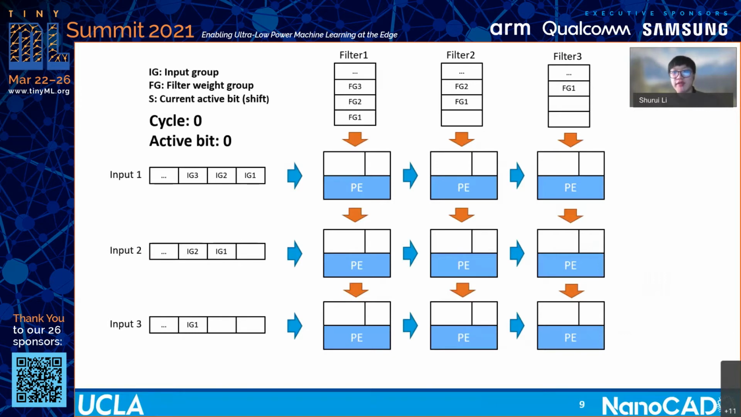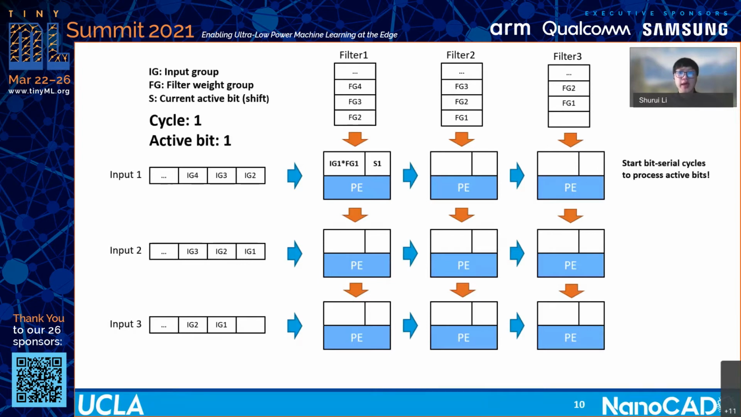And so here's an animation of how SWIS computation is actually executed on the systolic array. For each systolic array cycle, which computes a multiplication for each PE, there are sub-iterations for the PE to iterate through all the active bits since they adopt bit serial processing. The IG here stands for input group, and FG is filter weight group. S is the number of the current active bit that is being processed. And the rows are activations and columns are filter weights. So here shows cycle 0 and the computation is about to start.